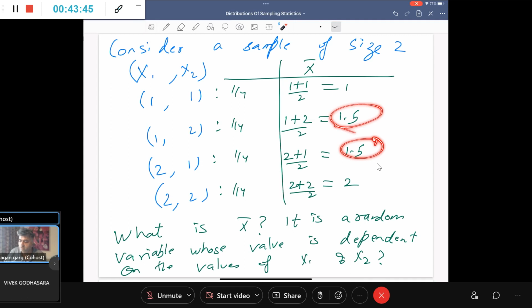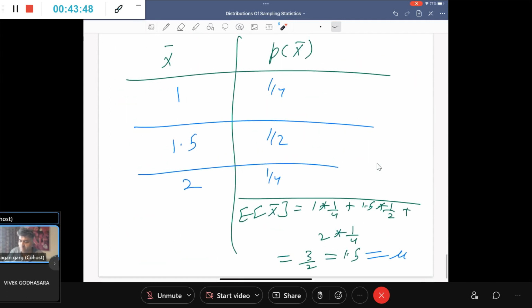So we combine these two. So we say that X bar is 1.5 with probability half, it's 1 with probability 1/4, and it's 2 with probability 1/4. And so X bar itself is a random variable. What we are saying in this slide is that X bar itself is a random variable. It can take these three possible values with three distinct probabilities. So we can compute expected value of X bar. We are treating X bar as a random variable. We can compute its expected value. So we get this number, and it turns out to be the same as the expected value of the population. That is what we have said here.